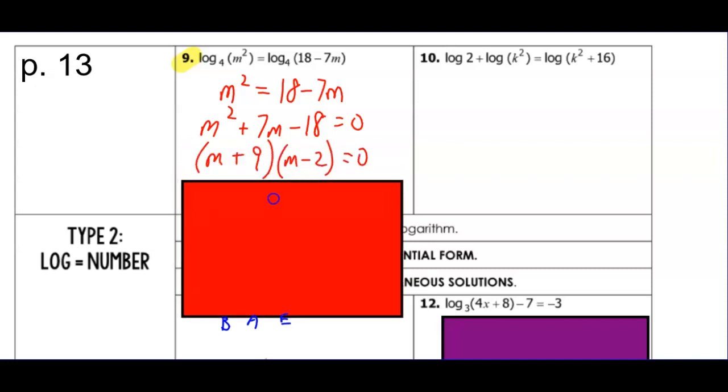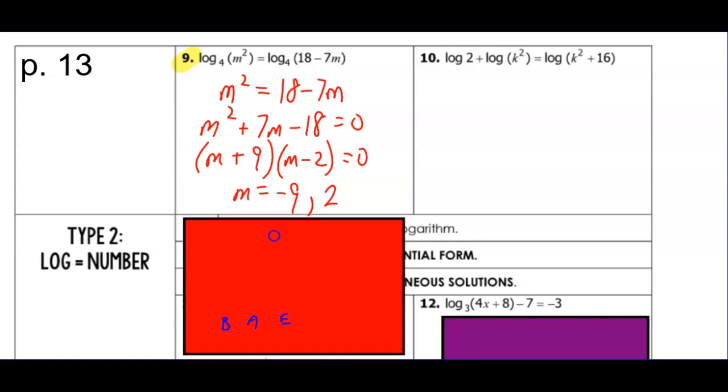We get n plus 9 and n minus 2. So negative 9 and positive 2 are my results. But I do want to go back and check it and make sure that neither one of those creates a negative value, right? So negative 9 times negative 7, that's positive, that's fine. Negative squared is fine. Put a 2 in here, I get 18 minus 14, that's fine. So neither one of these created an extraneous solution, even though I did get a negative there. I just want to go back and check that just to be sure.